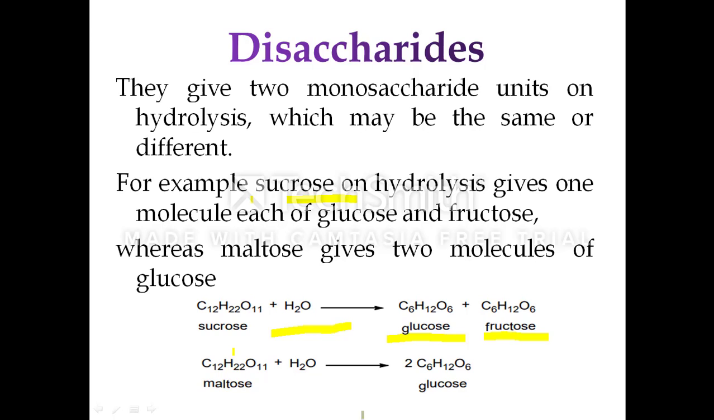Another example is maltose. Maltose on hydrolysis, when it combines with water, releases two molecules of glucose, the same monosaccharide unit. Two molecules of glucose constitute maltose. So this is regarding disaccharides. On hydrolysis, they release two monosaccharide units which may be the same or different.